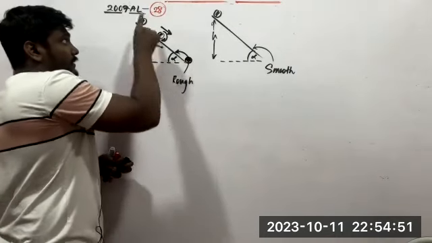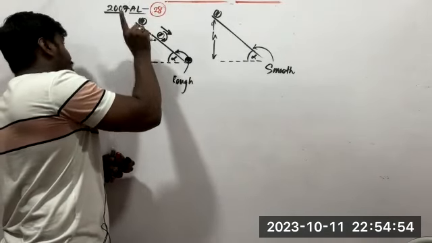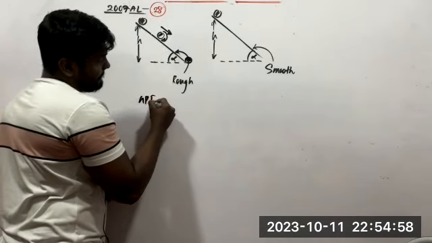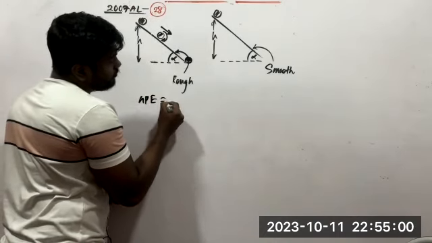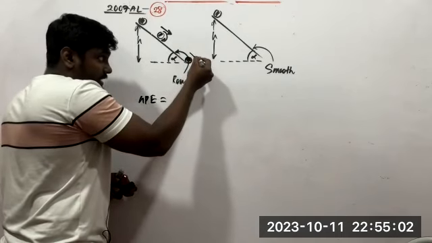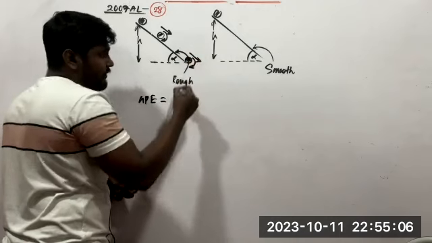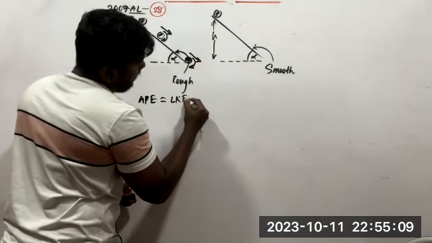Let's say the sphere has reached the final point. Then what happens? Listen very carefully. The total gravitational potential energy is converted to linear kinetic energy plus rotational kinetic energy at this instant.